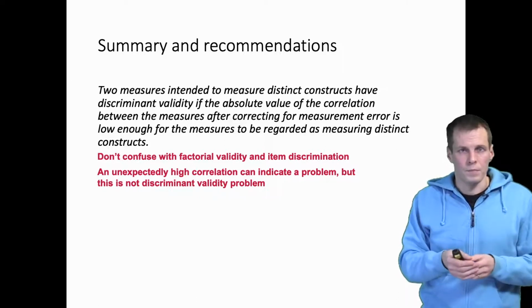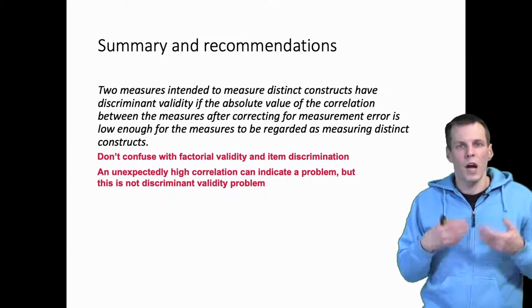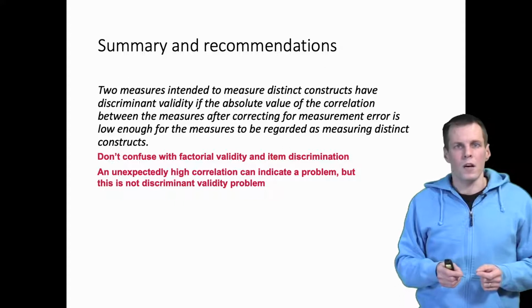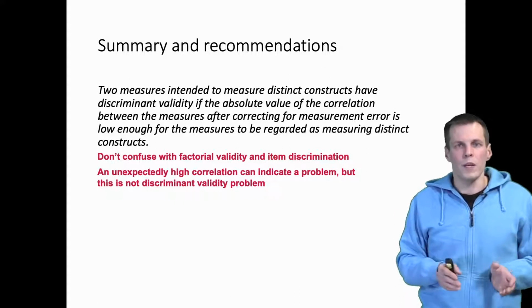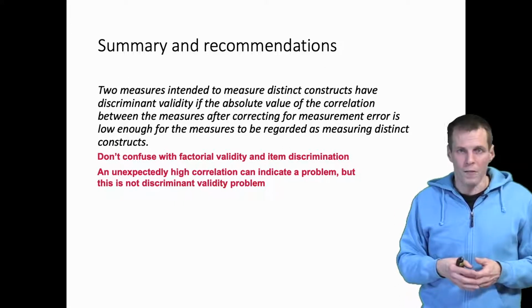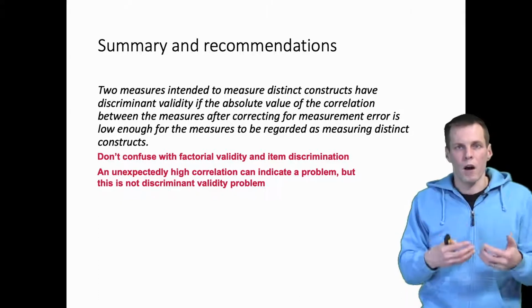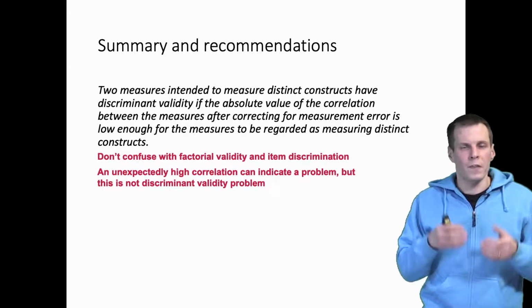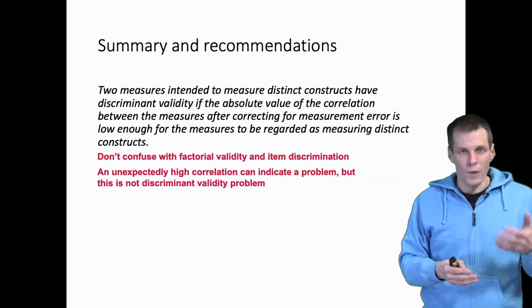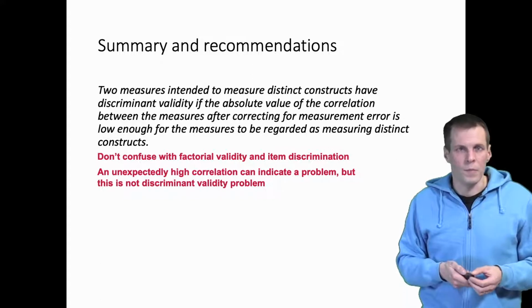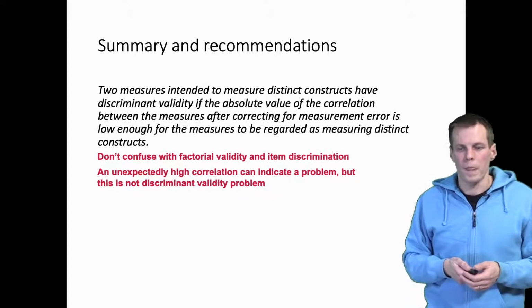a possibility. So it is possible that you have a validity problem, there is some kind of contamination that causes a shared variation between two items, for example, common method variance, that makes a correlation larger than expected, but if it's well below 1 or well below whatever cutoff you want to use, then it's not a discriminant validity problem. It's some other kind of validity problem.